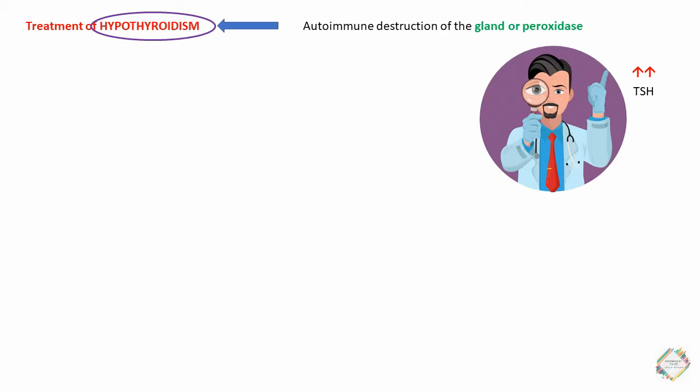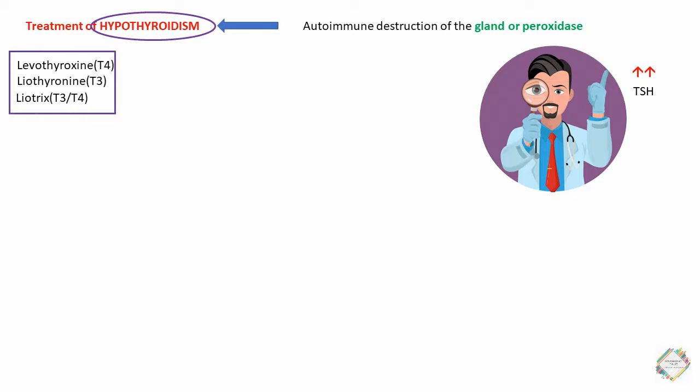The different hormonal preparations available for the treatment of hypothyroidism include levothyroxine, a T4 preparation, liothyronine, a T3 preparation, and a combination of T3 and T4, that is Liotrix. Levothyroxine is preferred over the T3 or T3-T4 combination for the treatment of hypothyroidism. It is better tolerated than the T3 preparations and has a longer half-life.